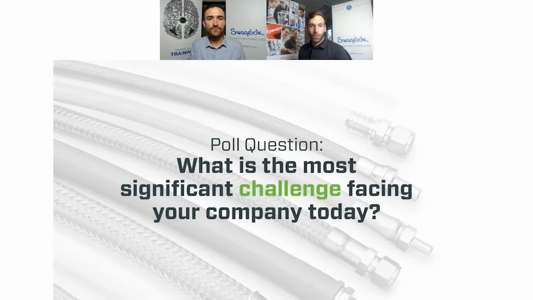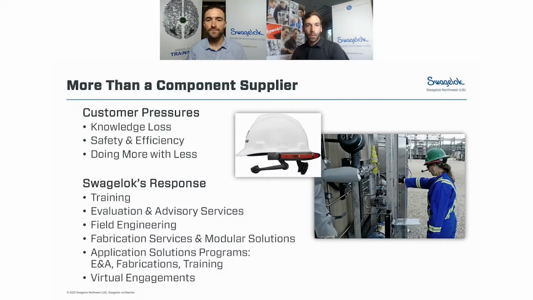But one thing I wanted to add with this poll question, we saw a kind of neat statistic that 71% of companies right now hiring are having trouble hiring skilled employees. So I think that pretty neatly ties into some of the pressures that people are experiencing, like the doing more with less and knowledge loss that we all are experiencing, especially as some of the generation turns over. So if we go on to talk about some of those customer pressures, like we mentioned, knowledge loss, safety and efficiency, and just doing more with restricted resources, SwageLock has worked very hard to try to position ourselves to help alleviate those pressures and work with you as not only a component supplier, but also to help provide some of those solutions for you, or things like training and advisory services as well.